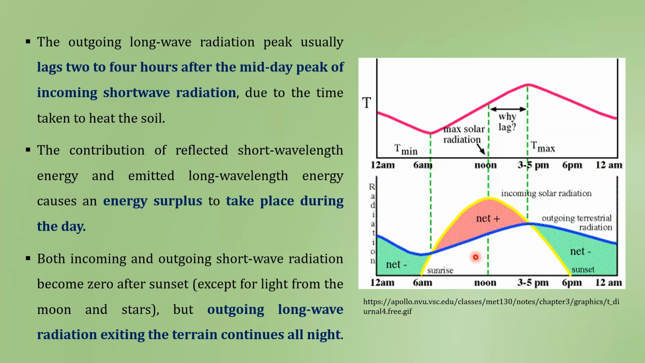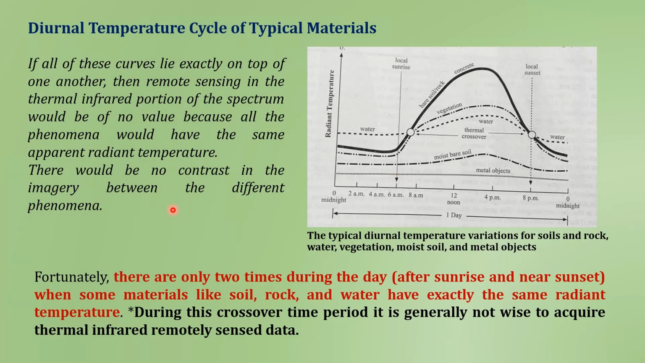So the thermal data acquisition can be done both during the daytime as well as during the nighttime. And generally, nighttime is preferred because there is no interference of the shortwave radiation. Now let us learn about the diurnal temperature cycle of typical materials. This image has been taken from the book Remote Sensing of Environment by Jensen.